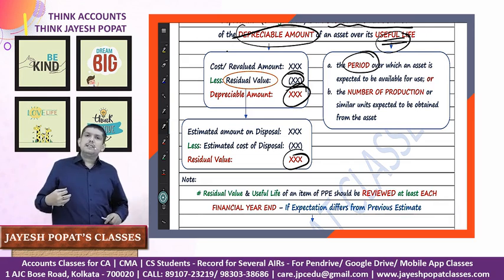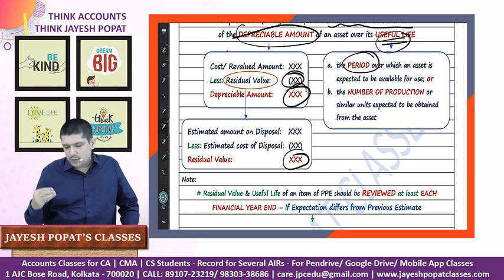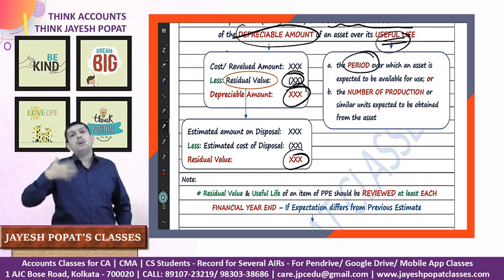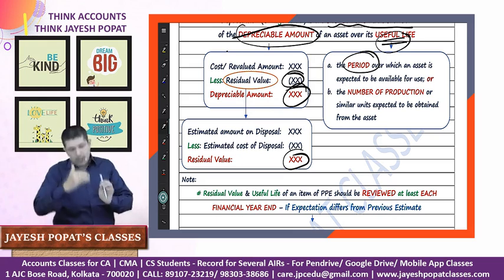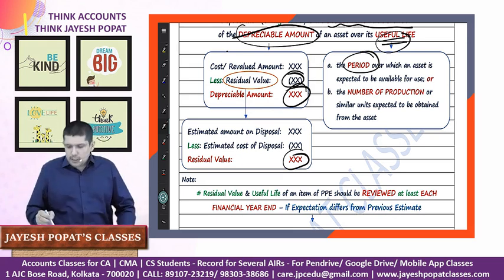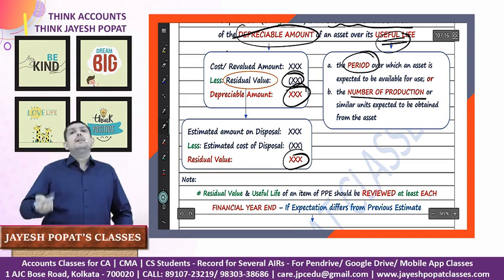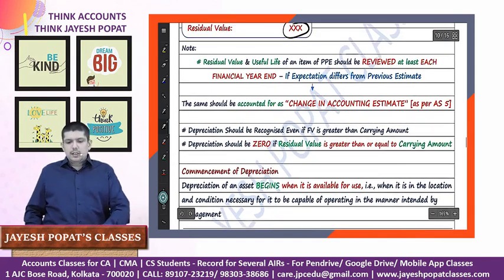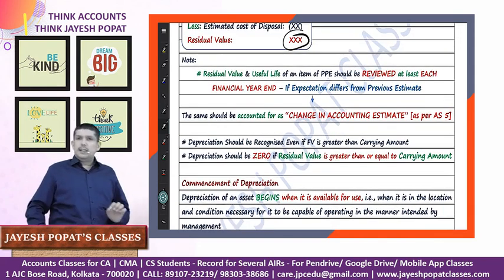There could be certain assets for which you cannot calculate the useful life in terms of period. The useful life of that asset could be the quantity that the asset could produce, or the number of hours for which the asset could be used. So it will be the number of production or other similar units for which the asset can be used. Residual value and useful life are both an estimate.